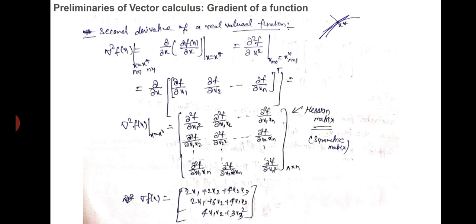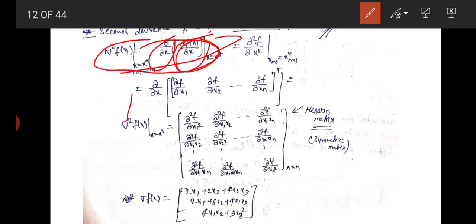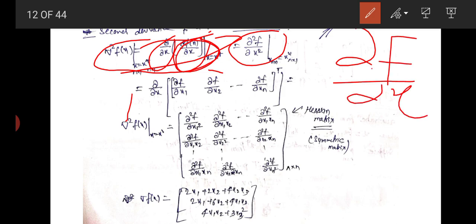Okay, so f is the function of vector x. Now see here how it is going to be calculated. Here you can say the second derivative, ∂²f/∂x², is ∂/∂x of ∂f/∂x, right? What is the meaning of ∂f/∂x? It is nothing but this vector: ∂f/∂x1, ∂f/∂x2, up to ∂f/∂xn. Okay, now what does the second derivative mean?